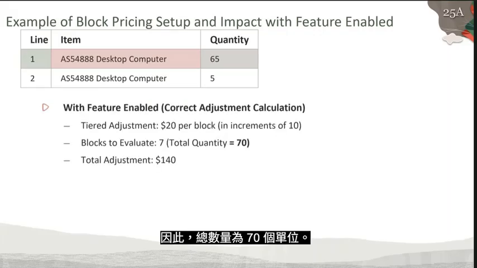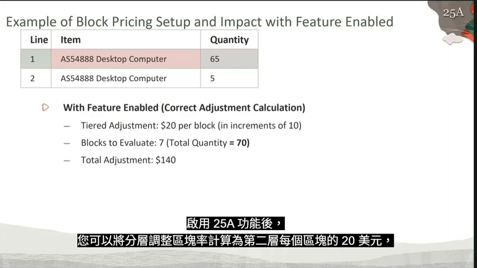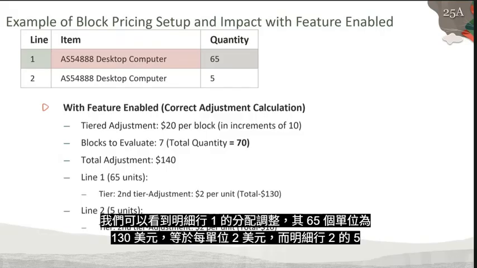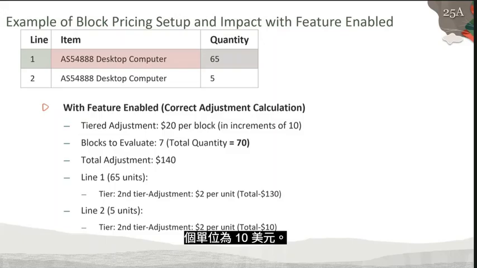With the 25A feature enabled, you can calculate tiered adjustment block rate to be $20 per block in the second tier and total adjustment as 7 blocks into $20, which makes it $140. We can see the distributed adjustment across lines with line 1 for 65 units to be $130, equating to $2 per unit, and line 2 having 5 units to be $10, again $2 per unit.